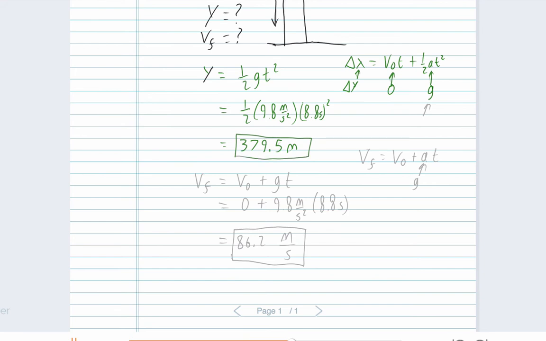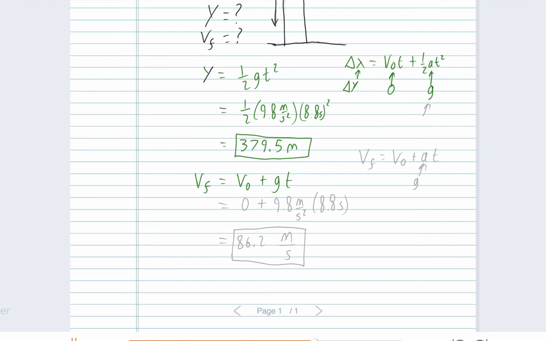I don't know exactly how tall the building is. That could be right, but it seems quite large. But anyways, the point is, we got the distance, the height, just by using our simple free fall equation. Now to find the final velocity, we can just use final velocity equals v naught plus gt.